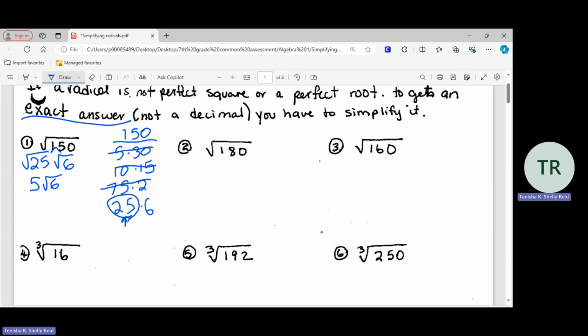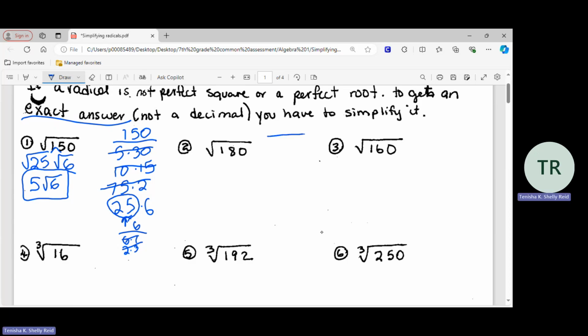Now, let's see if we could break down the square root of 6 some more. Factors of 6 are 6 and 1 and 2 and 3. And none of those are perfect squares. So I know this is my final answer: 5 radical 6. Let's look at the square root of 180.